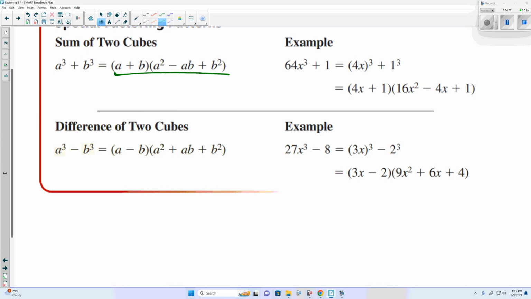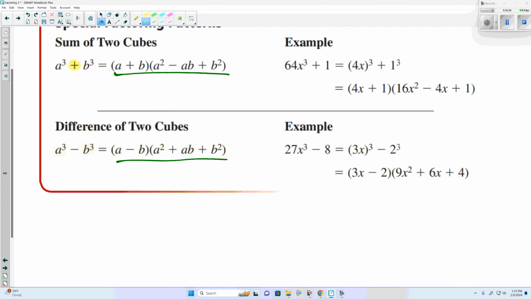For the difference of 2 cubes, we have a minus b times a squared plus ab plus b squared. And this pattern works every single time. Now, one of the 2 things that we're going to highlight is the signs.